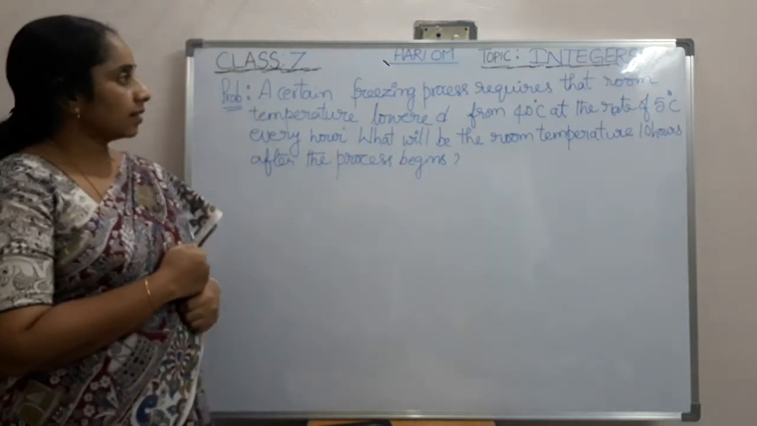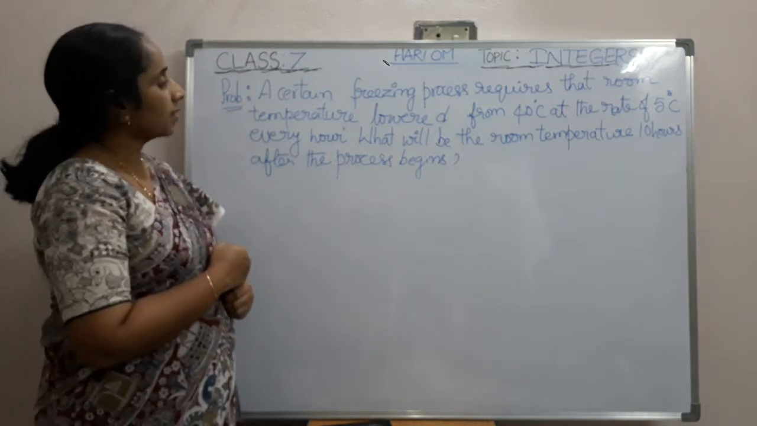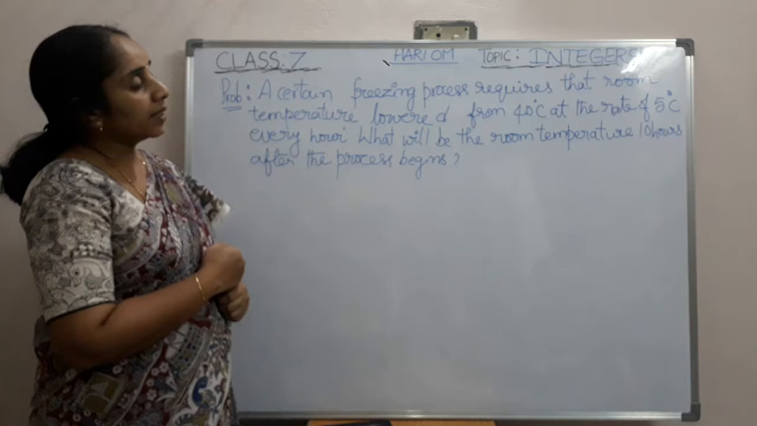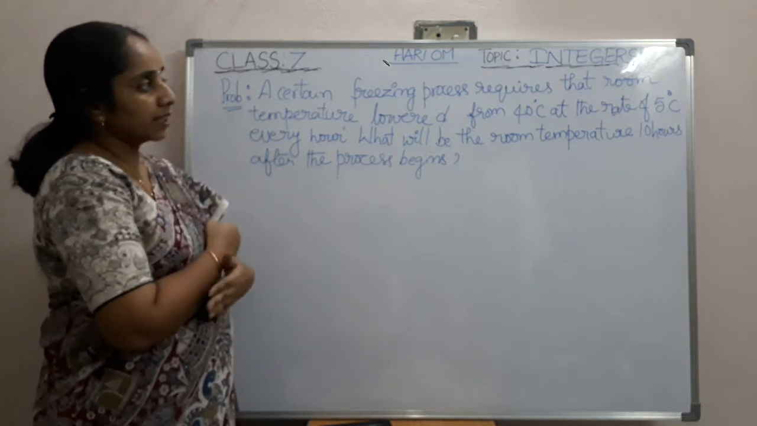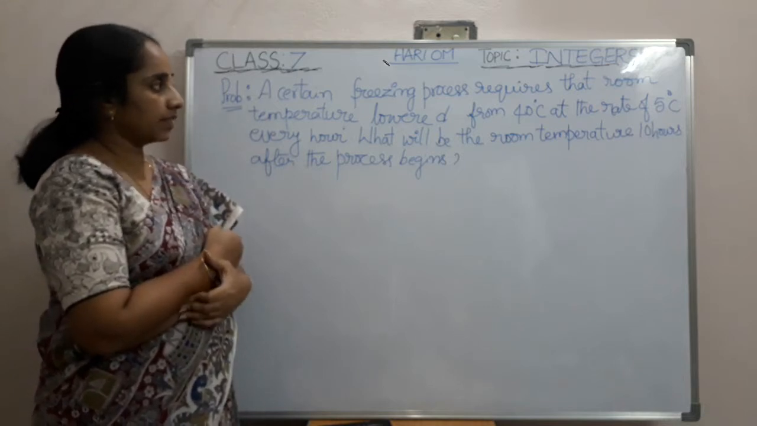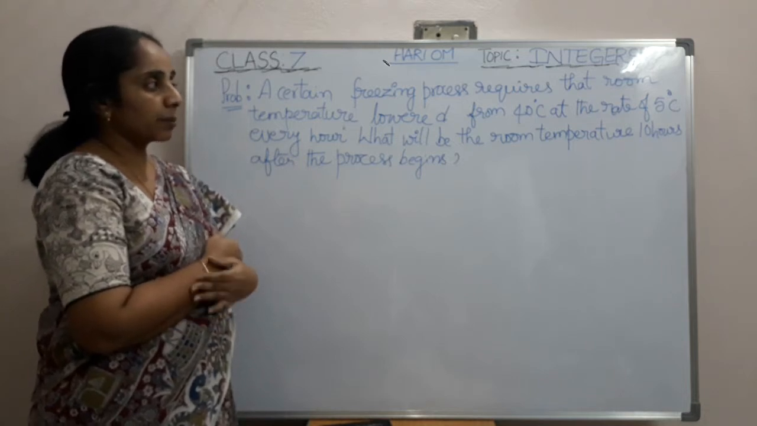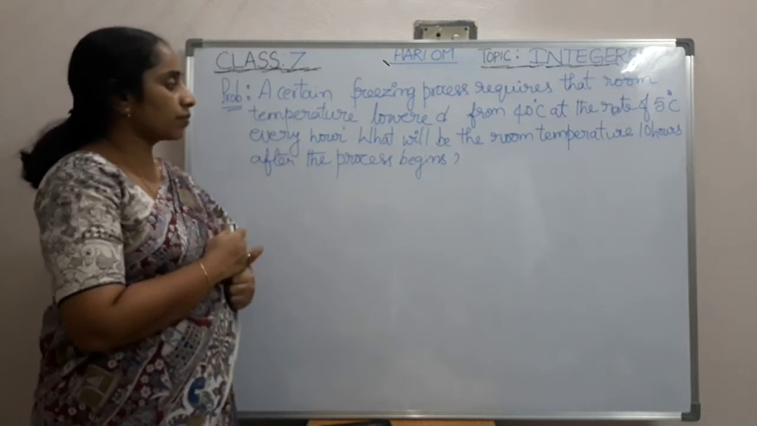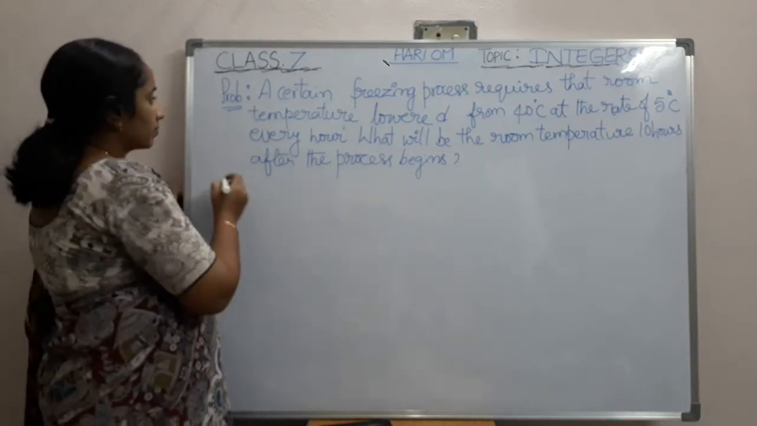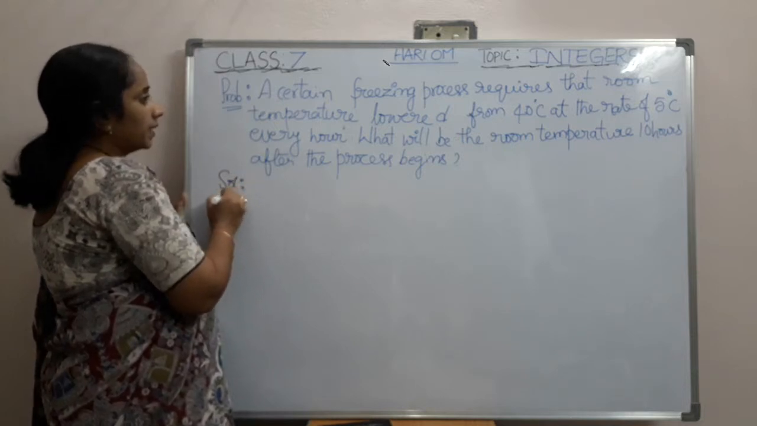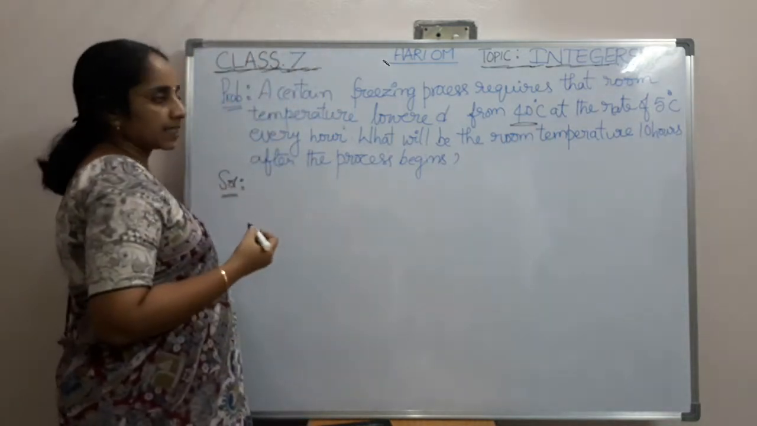Here is a problem. A certain freezing process requires the room temperature to be lowered from 40 degrees at the rate of 5 degrees C every hour. What will be the room temperature 10 hours after the process begins? So, at the beginning, what is its temperature? 40 degrees C.